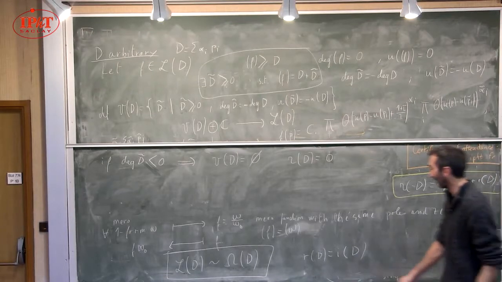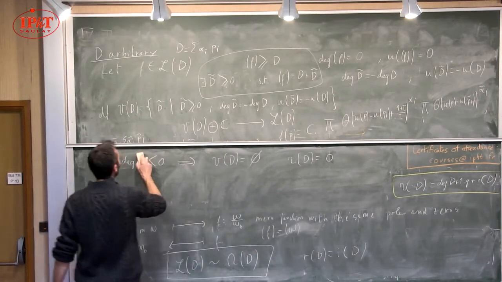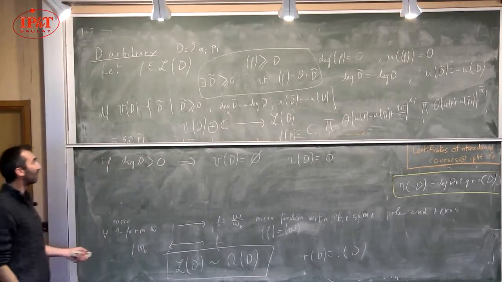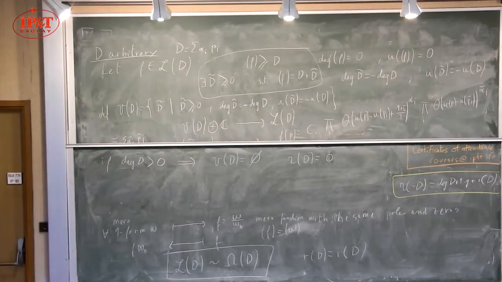So, okay, if you want, if the degree of D is strictly positive, then the degree of D tilde must be strictly negative, then there is no possibility at all. Okay, so the dimension is 0. Basically, there is only the vanishing function.